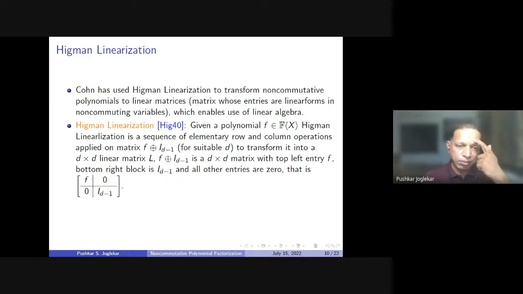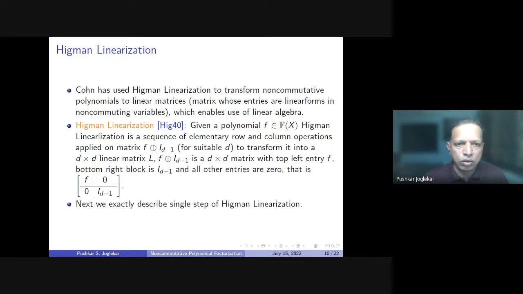We describe next what Higman linearization is. Given a polynomial f, Higman linearization is basically a sequence of elementary row and column transformations, which we apply on the matrix f ⊕ id_{n-1}. It is the matrix shown on the slide, where the top left entry is f and the bottom right block is the identity matrix. Using these elementary row and column operations, we want to get rid of large degree terms in f and eventually make the matrix linear.